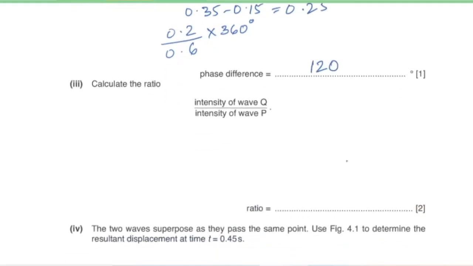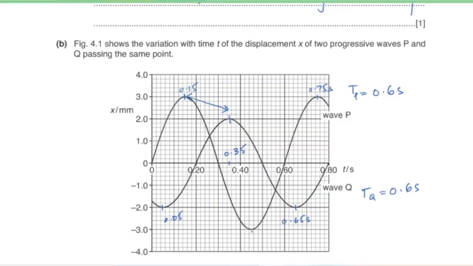Part 3, calculate the ratio intensity of wave Q by intensity of wave P. So intensity is directly proportional to amplitude squared. Instead of intensity, we can take amplitude of wave Q and P and then square them to get the ratio. Amplitude is the maximum displacement. So amplitude of wave Q is 3 and that of P is 2 millimeters.